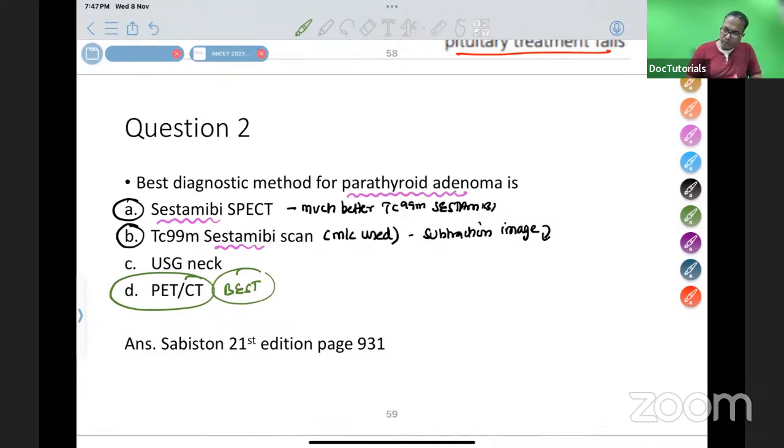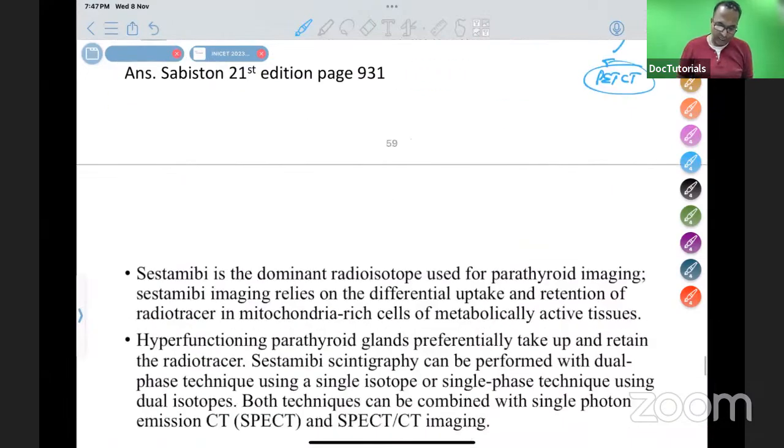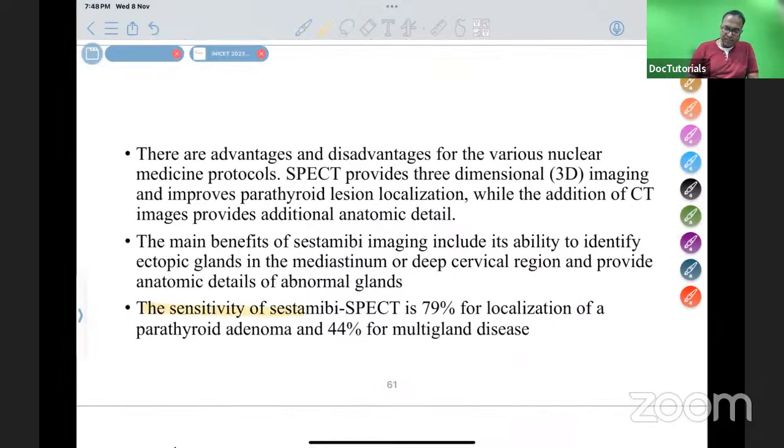So the answer according to this order: ultrasound neck is less good than technetium 99m sestamibi. That is less good than sestamibi SPECT. That is also less good than PET CT. So if the question had PET CT, that is the best answer for this exam. The answer is a direct line from the submission I have made here. The sensitivity of sestamibi SPECT is 79% for localization of a parathyroid adenoma and 44% for multi-gland disease. So please remember, for multi-gland disease, the percentage is 44%.